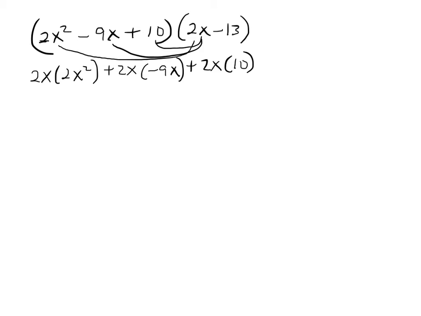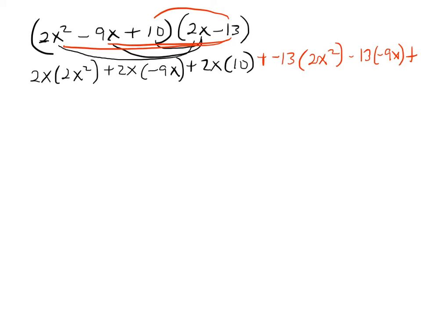Next, I'm going to take negative 13 times everything. So I'm going to take negative 13 times 2x squared, negative 13 times negative 9x, and negative 13 times 10.